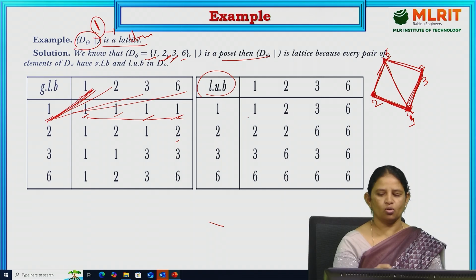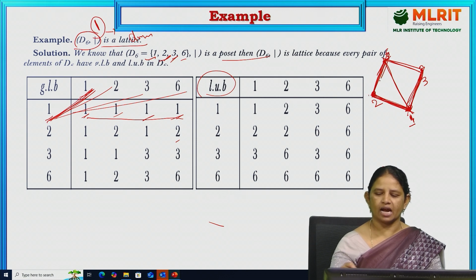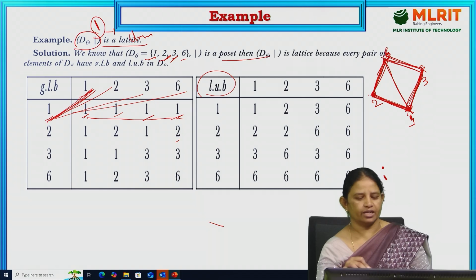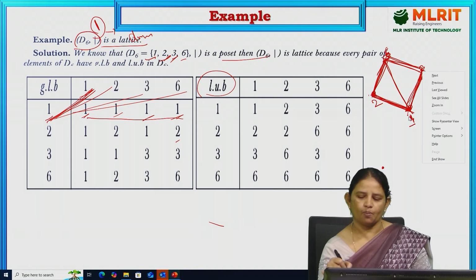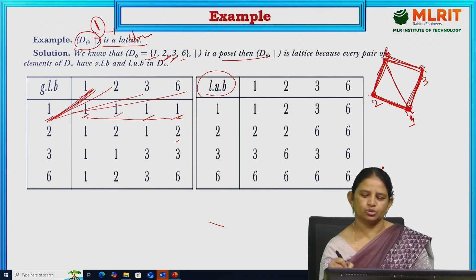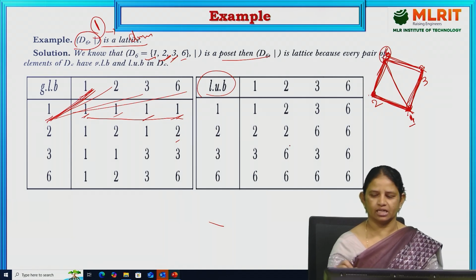Next, 2, 1: the upper bound is 2 only. 2, 2: 2 only. For 2, 3, they meet at 6, so 6 is the upper bound. For 2, 6, the upper bound is 6 only. For 3, 1, the upper bound is 3. For 3, 2, the common value is 6. For 3, 3, it is 3. For 3, 6, the upper bound is 6.